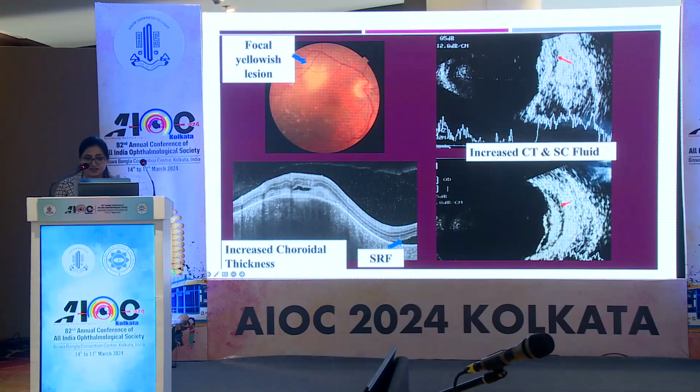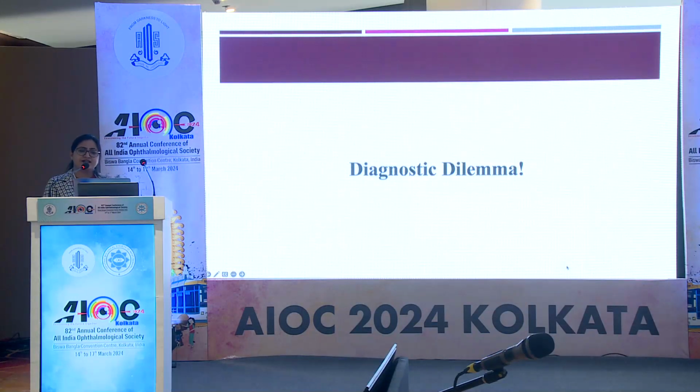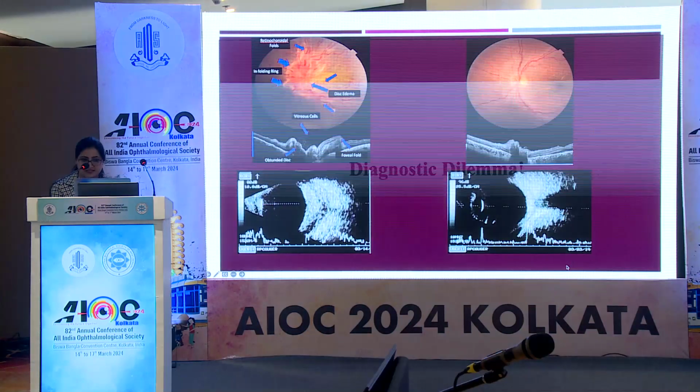Here we can see a focal yellowish lesion, and when we do an OCT through this part, we can see the increased choroidal thickness, the subretinal fluid, as well as the loss of the outer retinal structure. As well as when we corroborate these findings with an ultrasound scan, we can see the increased choroidal thickness as well as the suprachoroidal fluid. So OCT can also help in cases where there is a diagnostic dilemma.